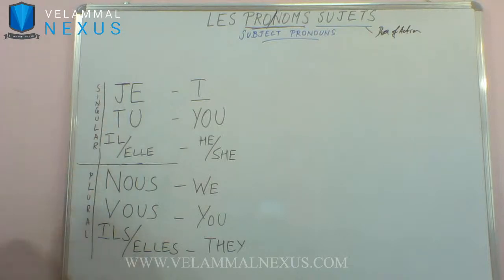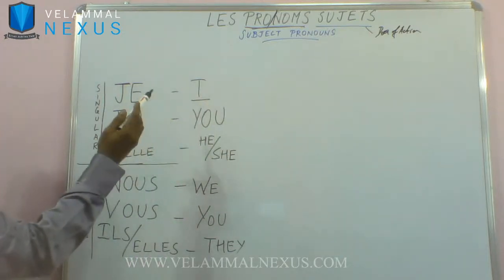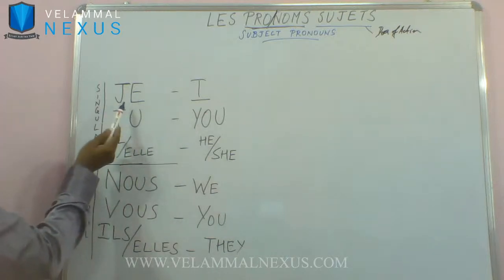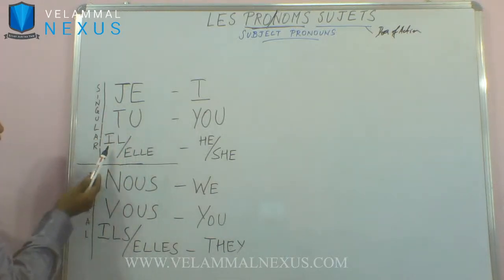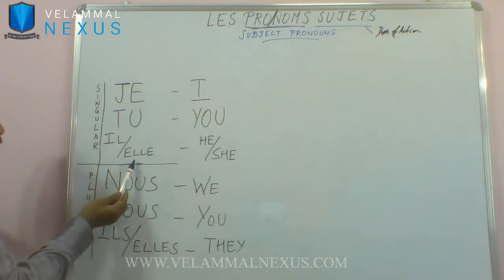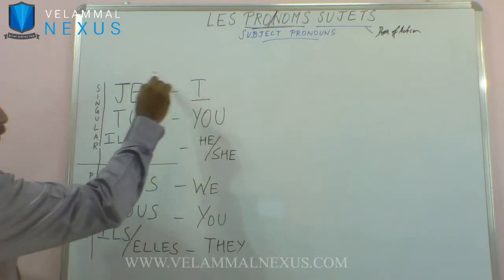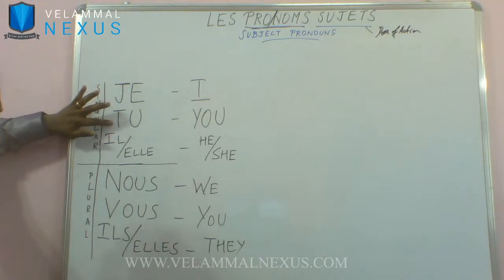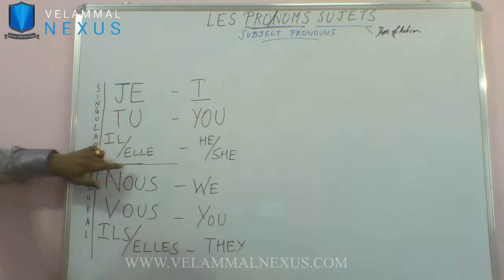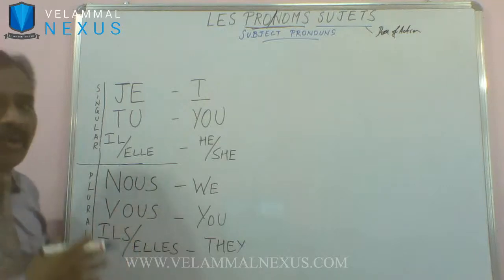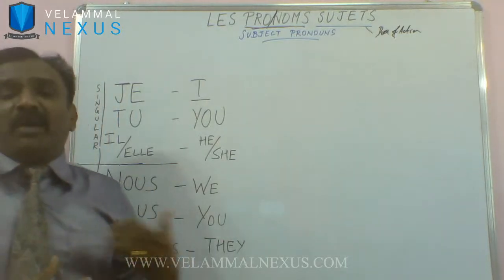Now, you got a list over here. I'll read it out. Just listen and then you can come again later. Je, for first person, I'll come back to that. Je, tu, il, elle, nous, vous, ils, elles. These are called the subject pronouns in French. These subject pronouns are very much essential for conjugating a verb in French.